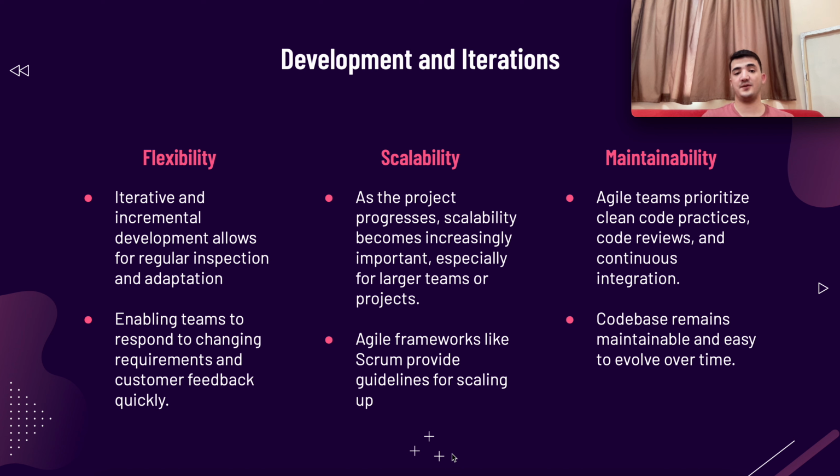And then scalability. So as your project progresses, scalability becomes more and more necessary, especially if your team gets bigger or if it's a larger project. And during this time is when the Agile frameworks, something like Scrum, provide guidelines for scaling up, and it helps you to scale up. And maintainability, Agile teams prioritize clean code practices, code reviews, and continuous integration, all of which work to ensure that the code base remains maintainable and easy to evolve over time. And you don't want it to become something difficult or negative that holds back your project.